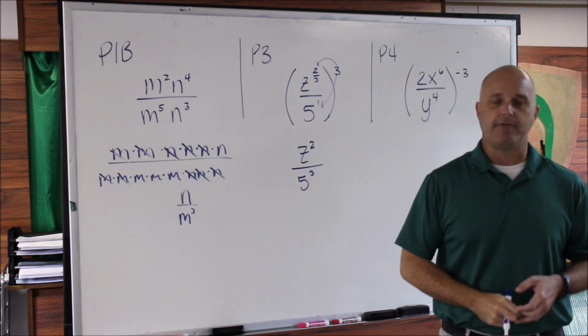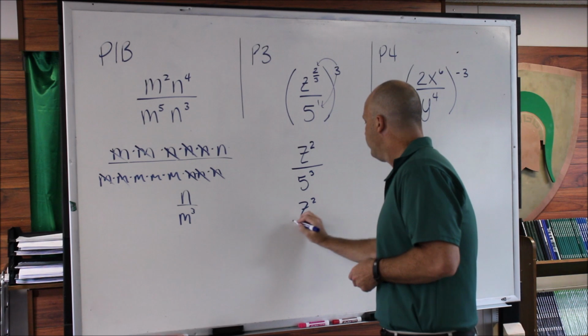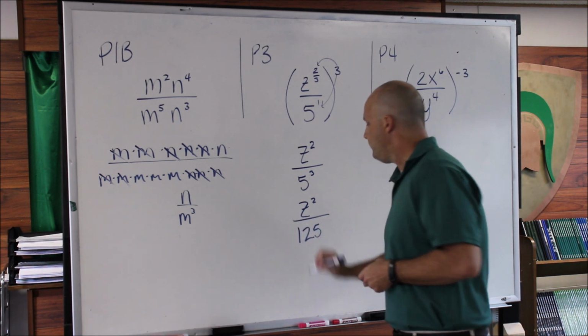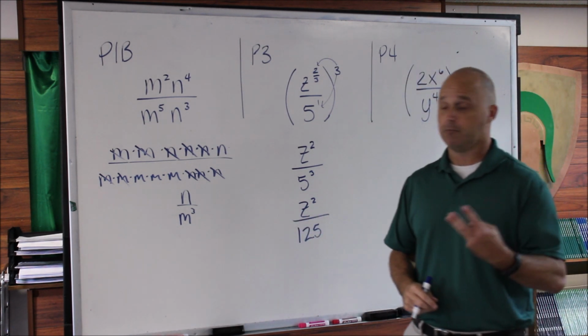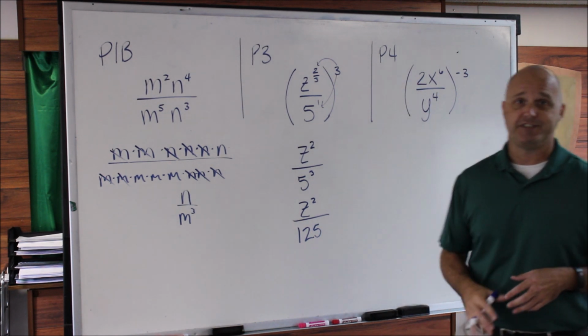Now go ahead and simplify that 5 cubed because it's a fairly easy one to work with. And so you get z squared over 125. And that's going to be your solution for problem number 3. In problem number 4, we just do the same thing that we just did right there.